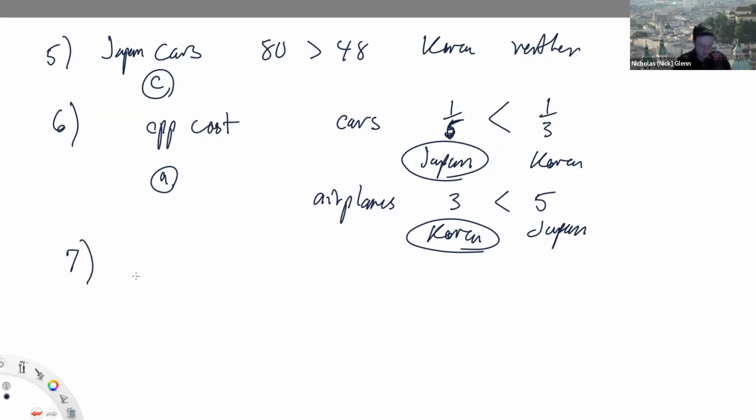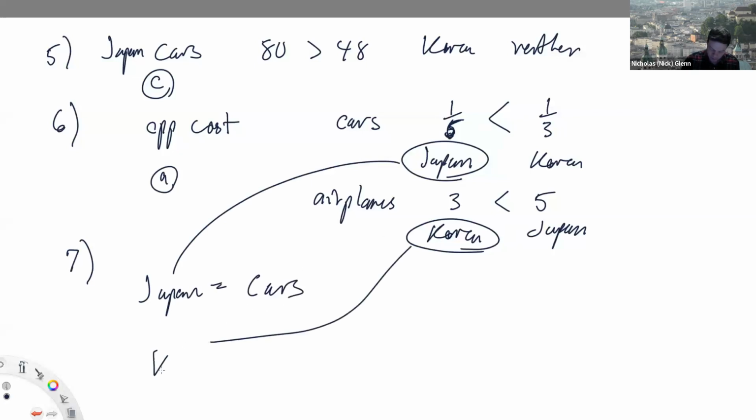What does number 7 say? Refer to table 1. Japan should specialize in the production of what they have a comparative advantage in. All right. Japan, cars, and Korea should produce airplanes. That's what they should specialize in if they want to trade. Okay, so that's going to be C.